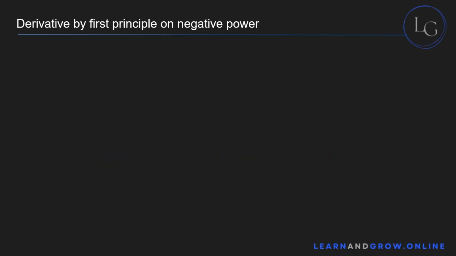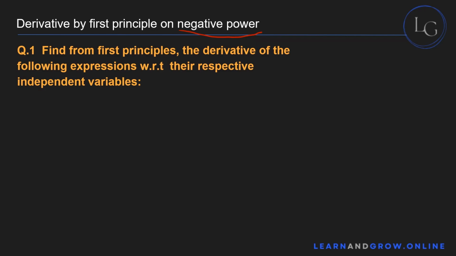So now let's do the derivative by first principle on negative powers. We have to find the derivative with respect to the independent variable of this expression, and the independent variable here is z, so we have to find the derivative with respect to z.